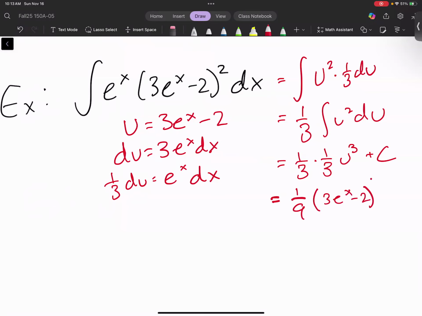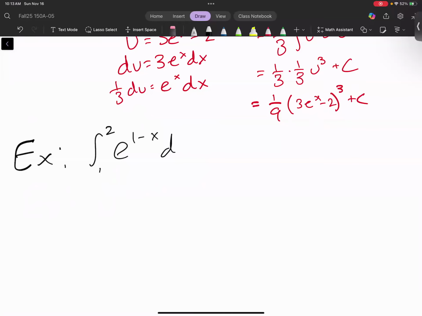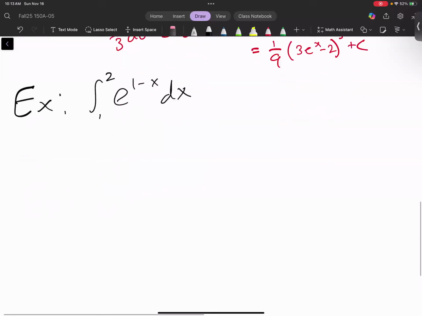Wonderful. Okay, let's do some definite integrals. I'll show you guys this one, then you can try the next one, or you could try all of them if you want, of course. Technically you should be able to do it.